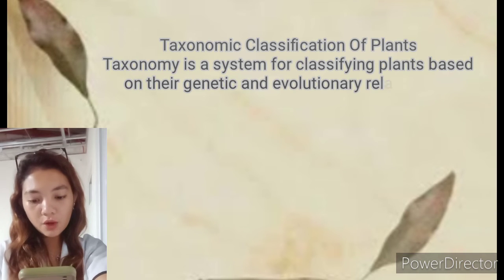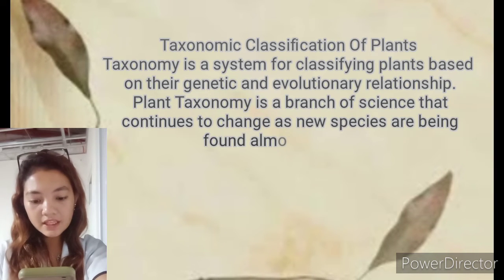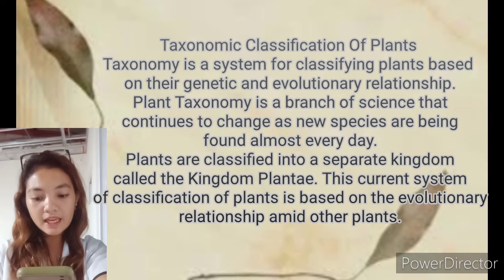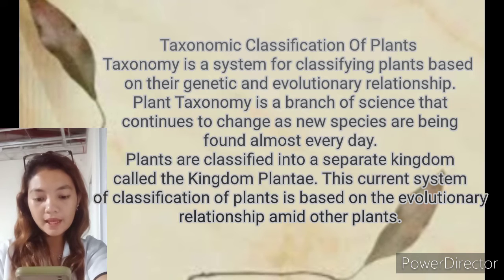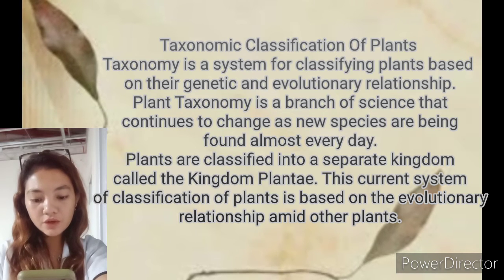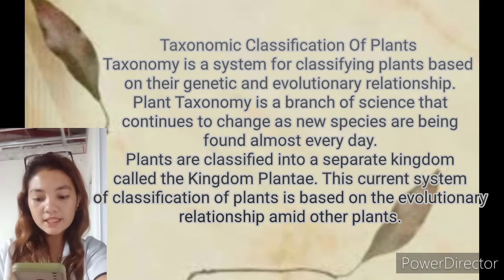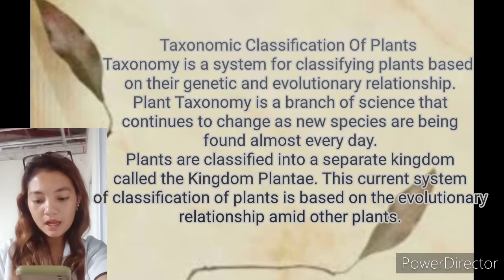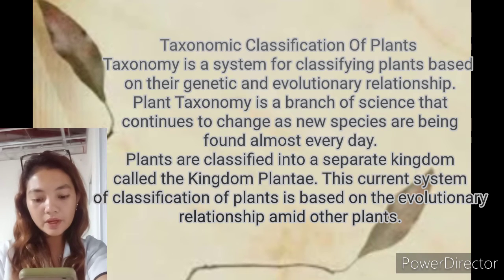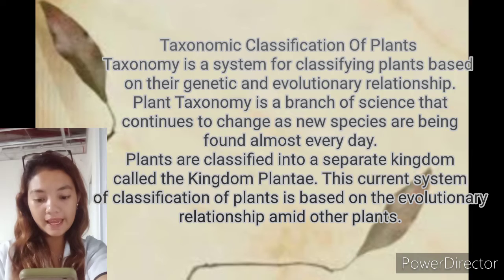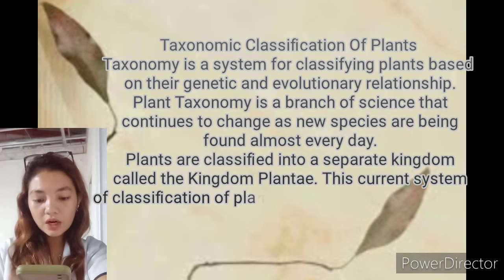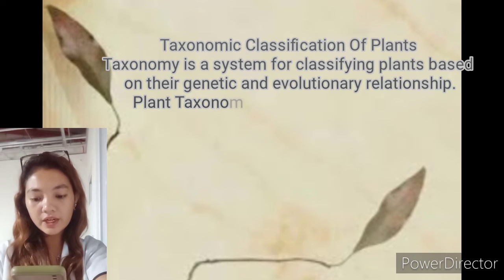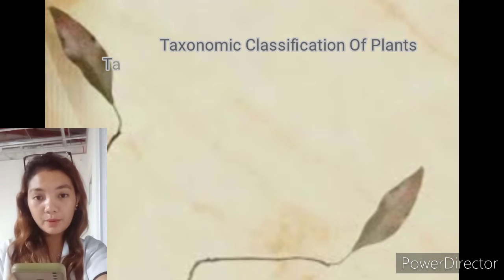Taxonomy classification of plants. Taxonomy is a system for classifying plants based on their genetic and evolutionary relationship. Plant taxonomy is a branch of science that continues to change as new species are being found almost every day. Plants are classified into a separate kingdom called the Kingdom Plantae. This current system of classification of plants is based on the evolutionary relationship among plants.